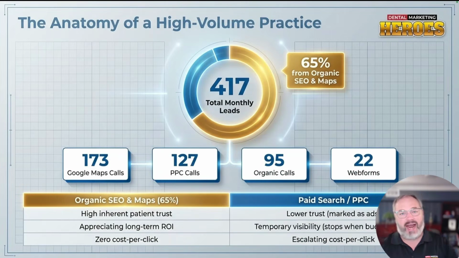Now let's look at the anatomy of a high volume practice. So say you get 417 total monthly leads. 65% of those would come from organic SEO and maps at a high volume practice. You can see that Google Maps gives you about 173, pay-per-click 127, 95 from organic calls alone, and 22 web forms. So organic SEO and maps get 65% of those actions.